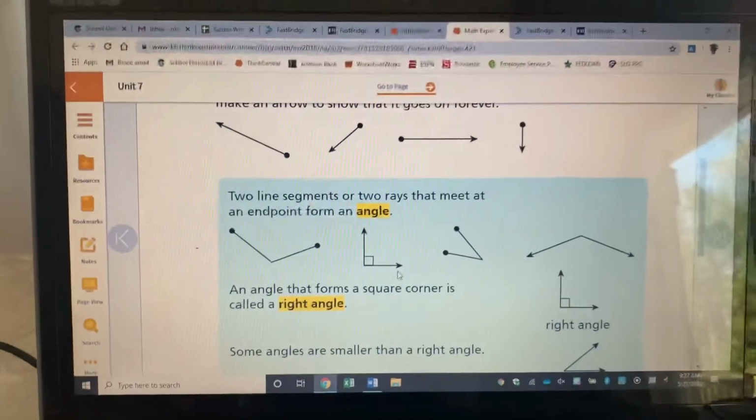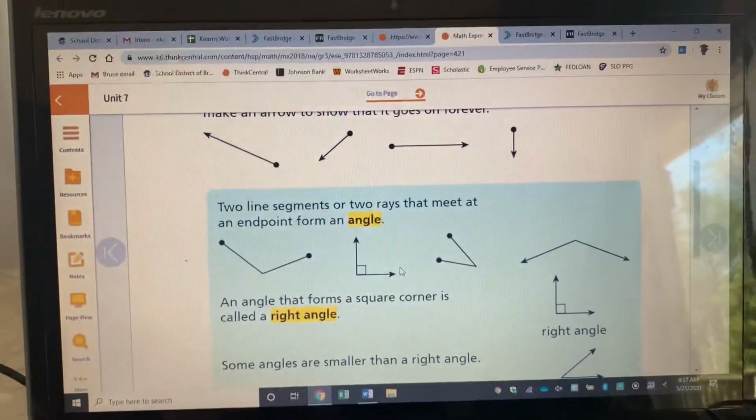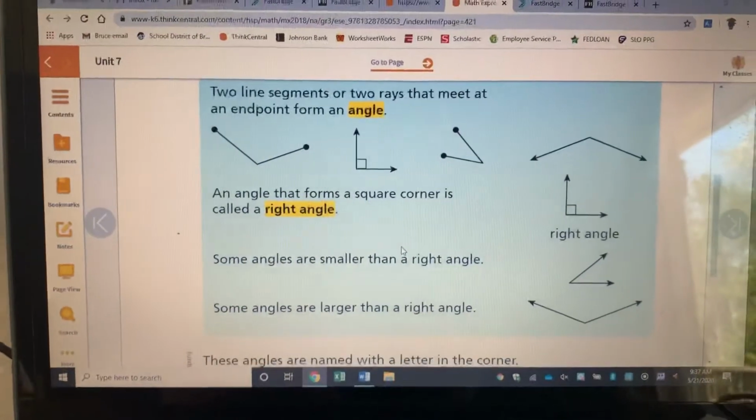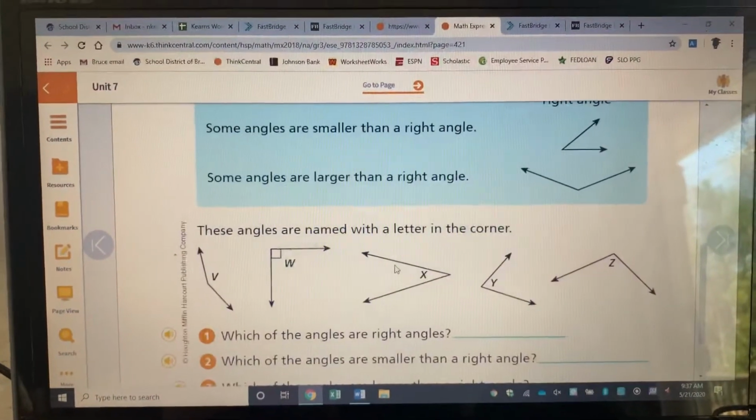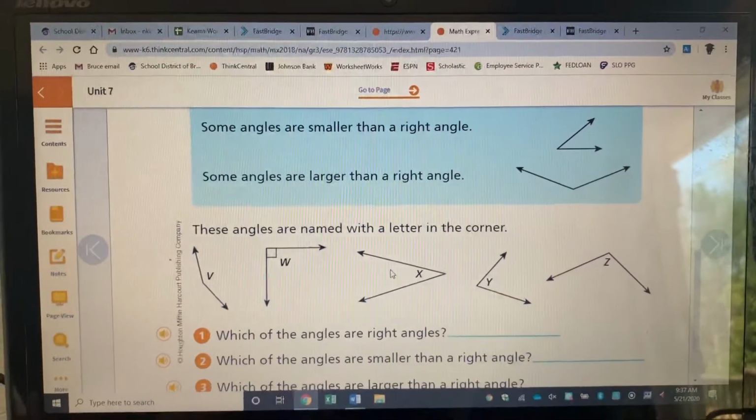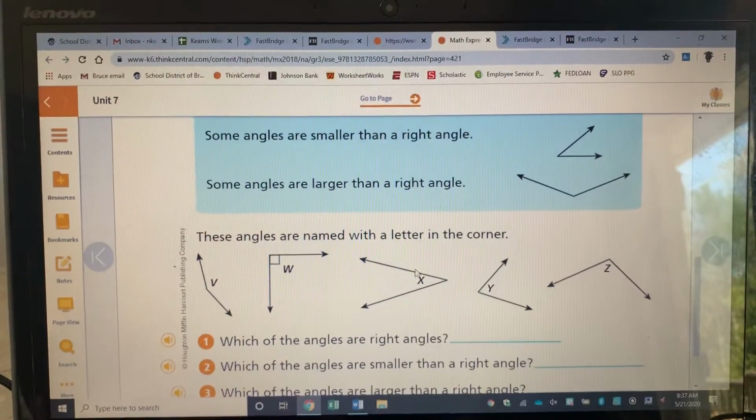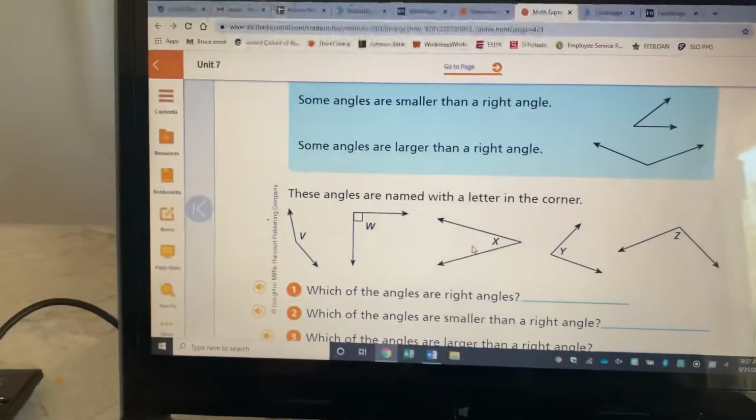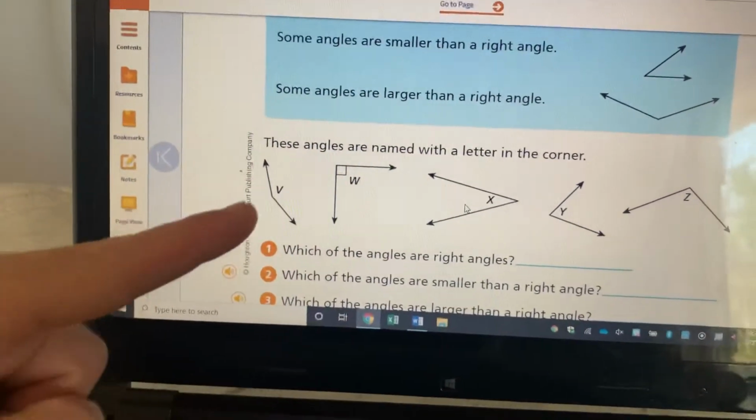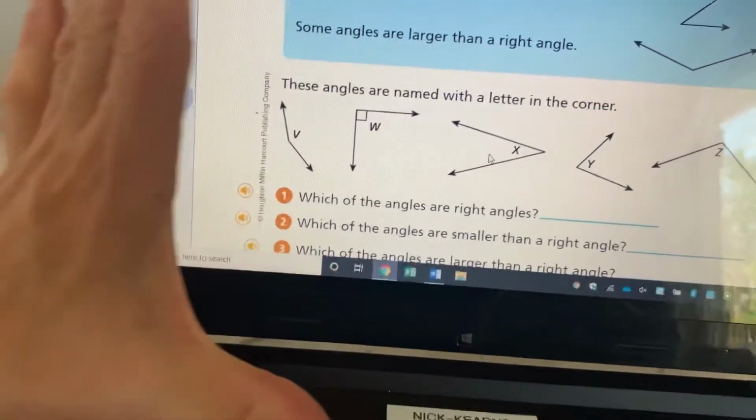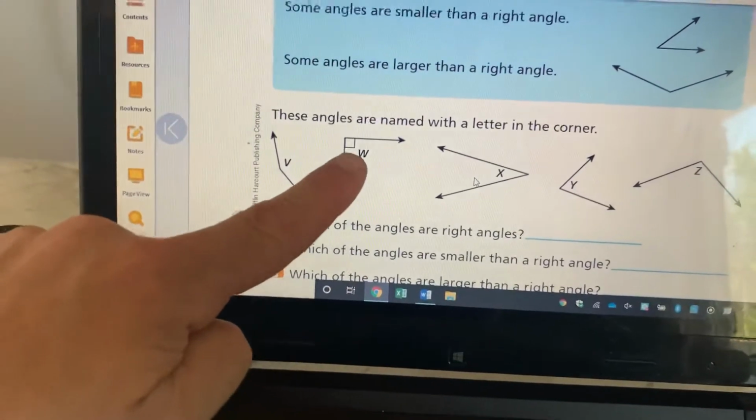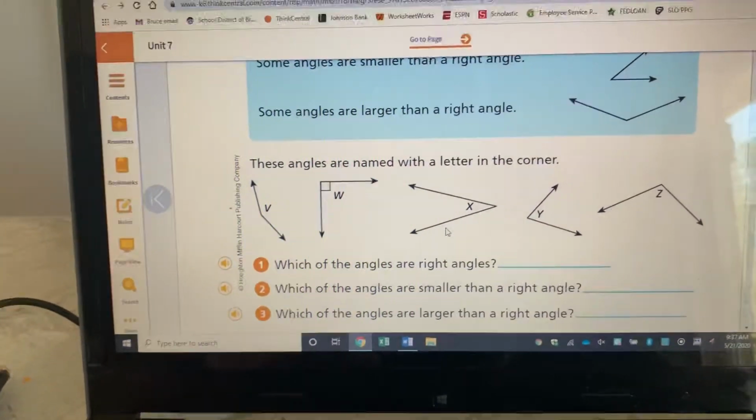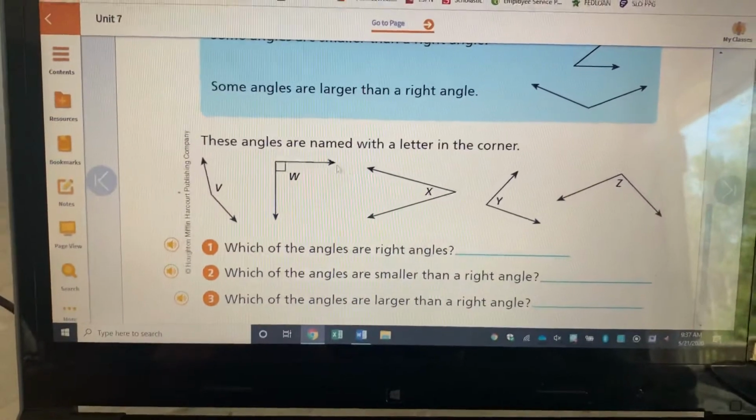And that is what makes a right triangle a right triangle, if a triangle has a right angle, which is what we're going to be talking about. So some angles are smaller than a right angle, more closed. Some angles are bigger than a right angle. They're more open. But the right angle is perfectly square. So which one of these angles is a right angle?